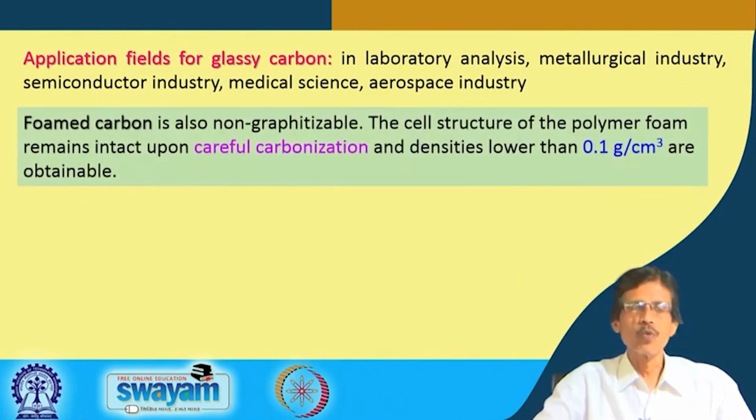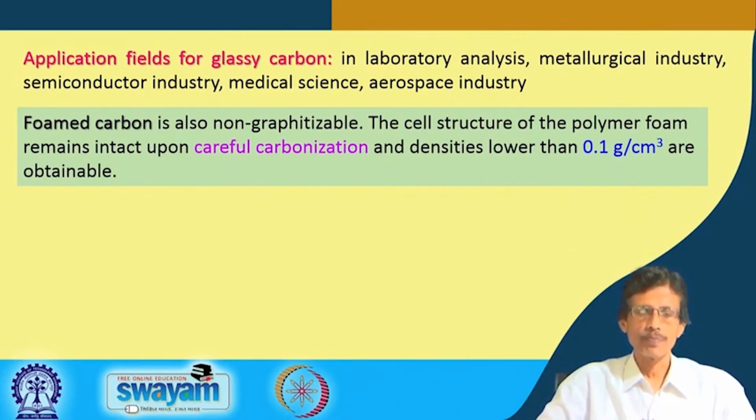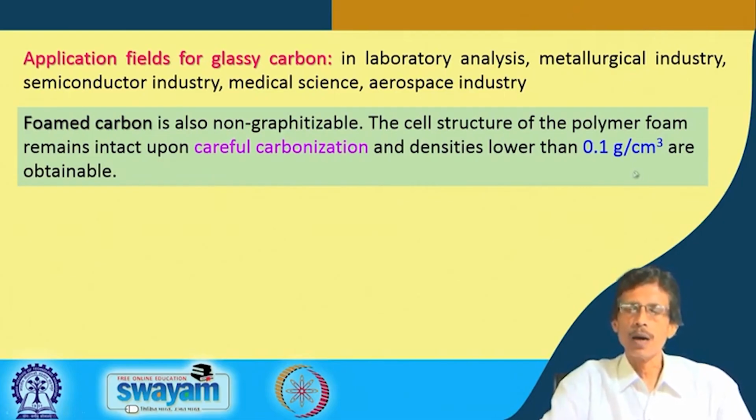Then the second variety is your foamed carbon. That is also, once again like your glassy carbon, non-graphitizable. That non-graphitizable material can have the corresponding cell structure like that of your polymer foam, and it remains intact upon careful carbonization. So, the initial structure of the polymer foam is retained during that careful carbonization, because the remaining part is the carbon particles or the carbon structure, and a density lower than 0.1 gram per centimeter cube can be achieved and obtained.